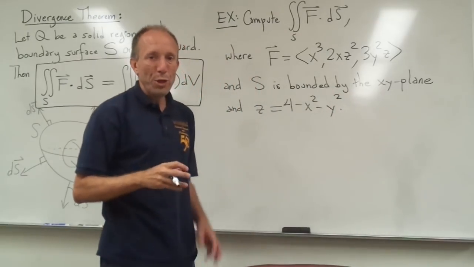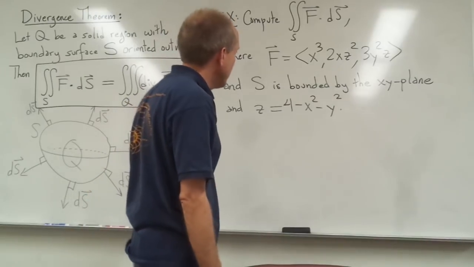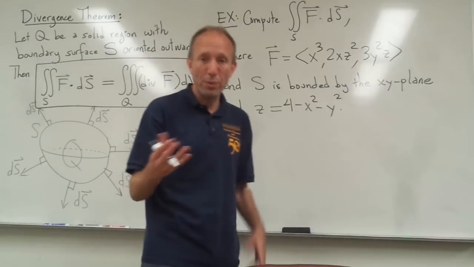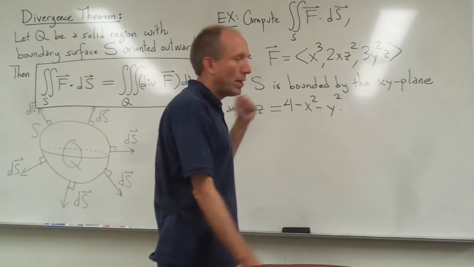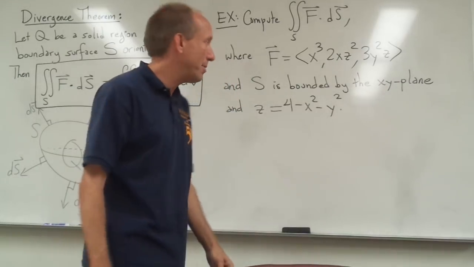One thing you definitely need to be thinking about over the next several days is what each of the surfaces that we've learned back in Chapter 11 look like and what their equations are. This is a paraboloid, so you need to make sure you know that. That's going to be very important.